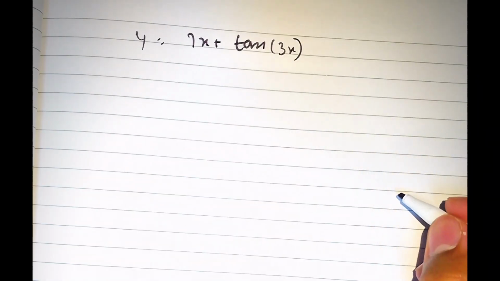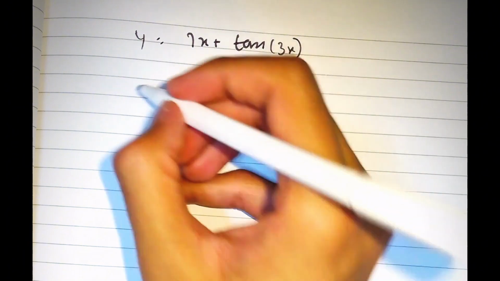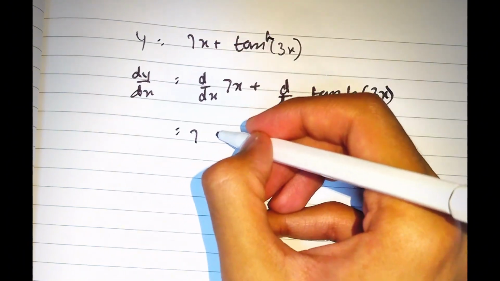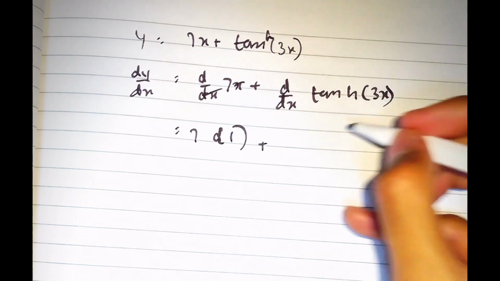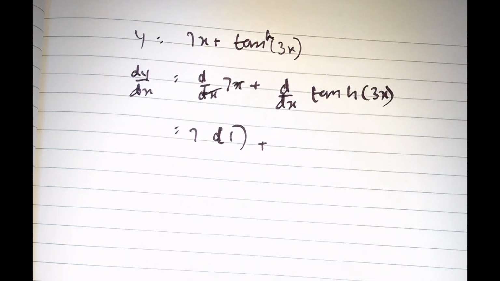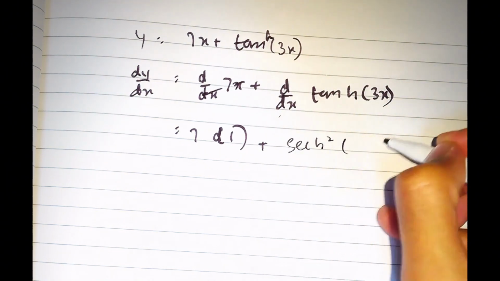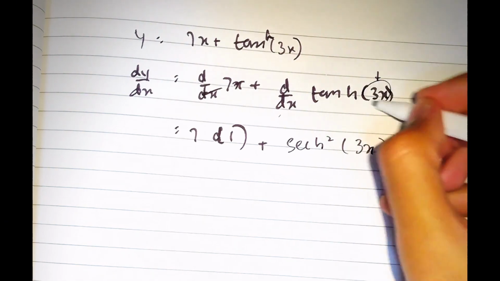Okay, so the final question of the day, we have to find the derivative of 7x plus tanh 3x. So we can simply apply the differentials on both sides of the equation. The 7 will be separated because it is a constant and the derivative of x, we are left with 1 of course. The derivative of tanh 3x. Now the derivative of tanh x is sech squared x. So sech squared, instead of writing x I will write 3x, multiplied by the derivative of the function. What is the function? It is 3x.